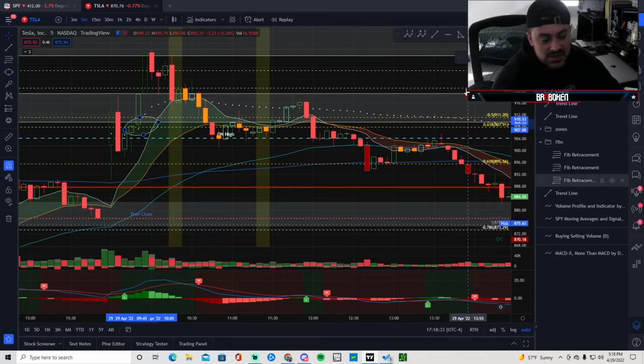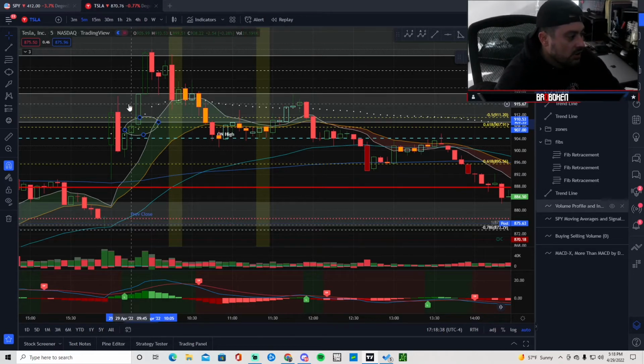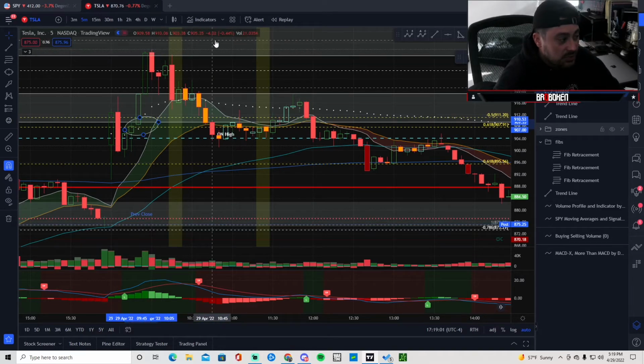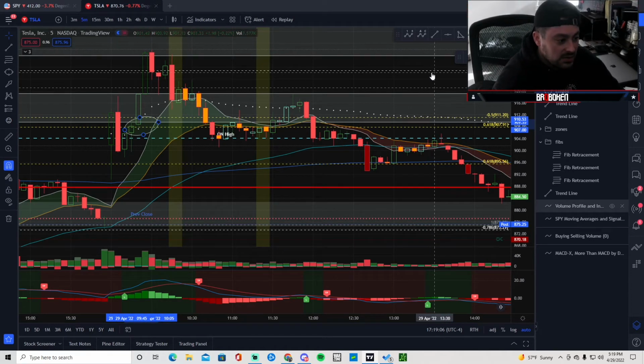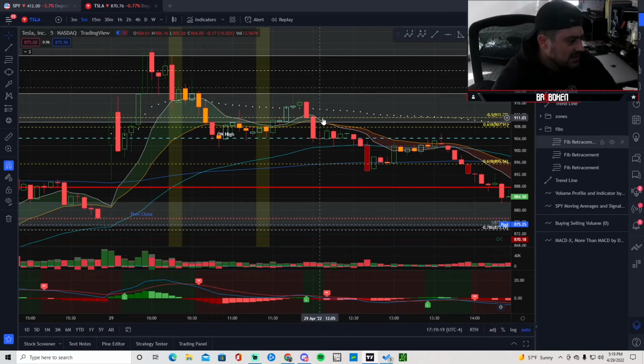The good thing about these fibs is that you can use them as price targets too. I initially took this right here, coming off of this 0.618, and it went past the 0.5 there. When it was going up, you can see it still had momentum and gained more volume. Then here is when it got rejected by my zone. When I saw that and it went back down to this fib line, this is where I took profit.